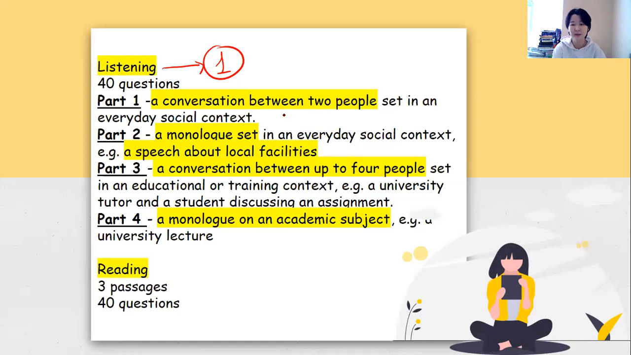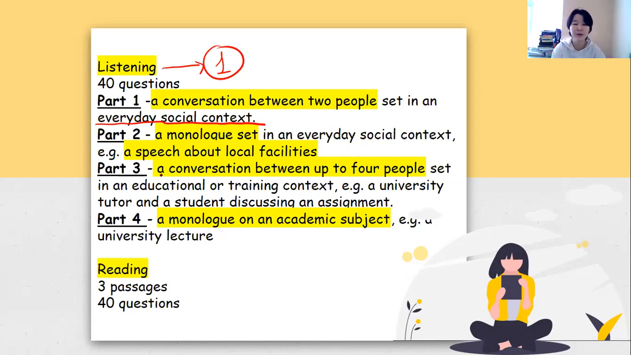So part 1 is a conversation, a dialogue, mainly about everyday routine conversation between 2 people, set in a social context. As I said before, it's our routine or everyday social context. Then part number 2 is a monologue, in an everyday social context or a speech about local facilities. It is mainly a monologue.